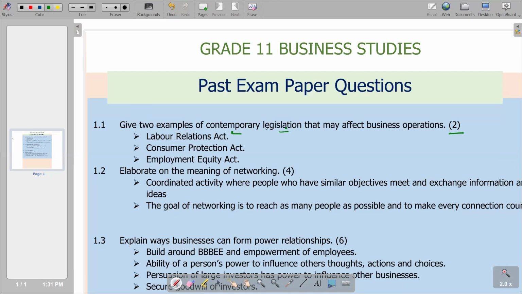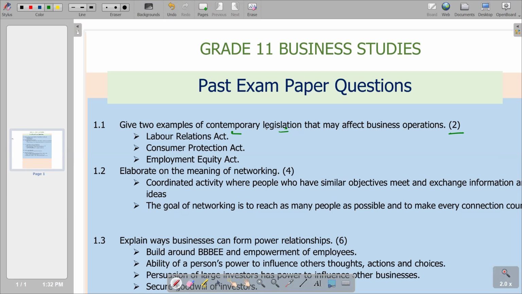Contemporary legislation means laws and regulations that are currently in force and have been recently enacted or amended. So when we have legislation that has been recently amended, we call it contemporary legislation. The term is used to differentiate current laws from outdated or historical legislation. At the end of the day, it reflects the current social, economic, and political landscape and is subject to ongoing debate, and modifications will be made as new issues and challenges emerge. So this is the question that we have on contemporary legislation.